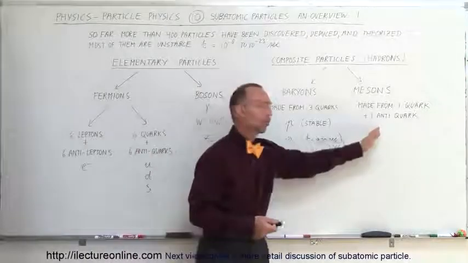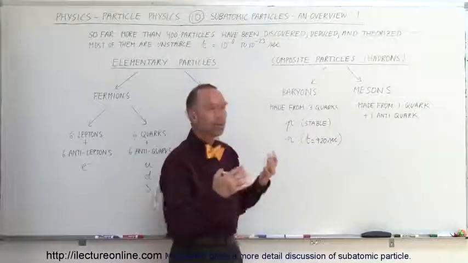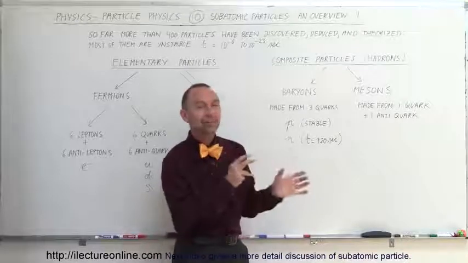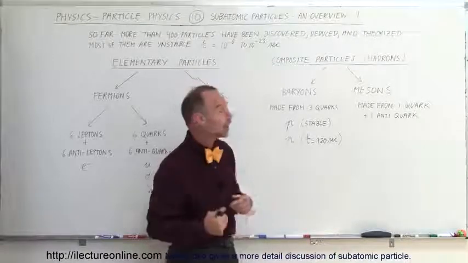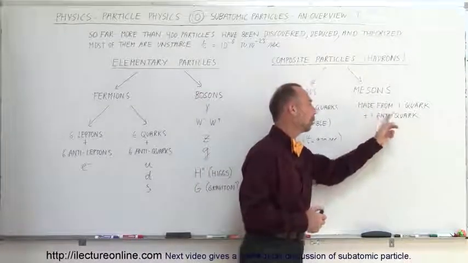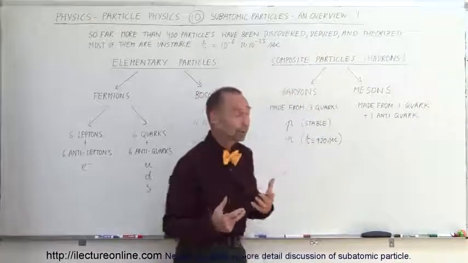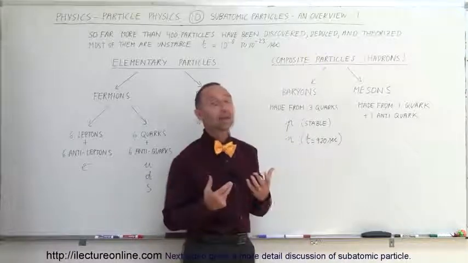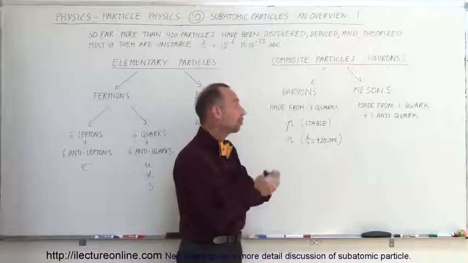Now the mesons, those are what we call the middle particles, because they're not as heavy as protons, but heavier than electrons. They fall somewhere in between. That's why they're called mesons. They're made up of 1 quark and 1 antiquark. That makes them very unstable, and they only typically last a very short amount of time.